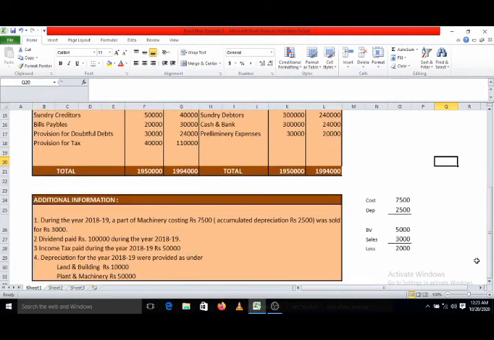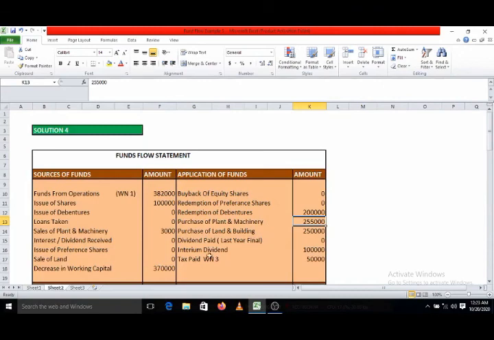Now just check out the additional information. In the additional information, the second item is dividend paid during the year. That also we have considered in the fund flow statement. Dividend paid, interim dividend 1 lakh. It means now almost we have considered all the items of the fund flow statement.